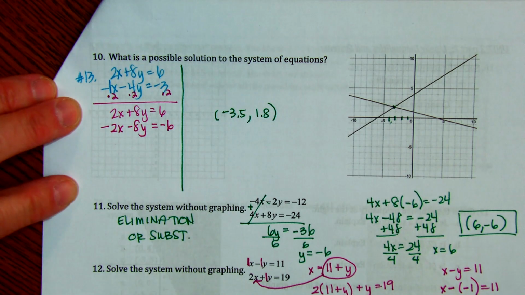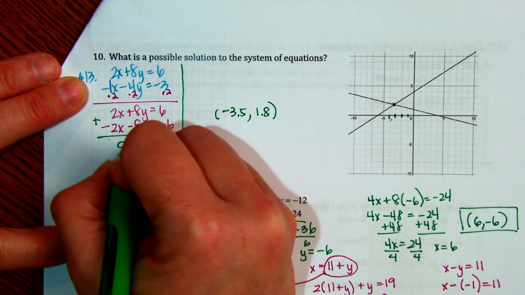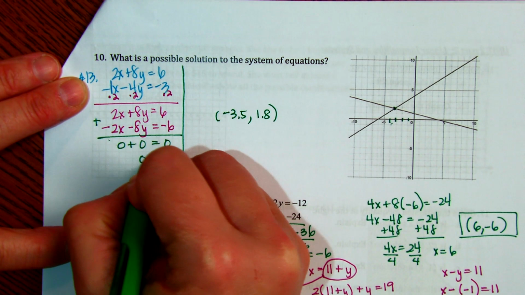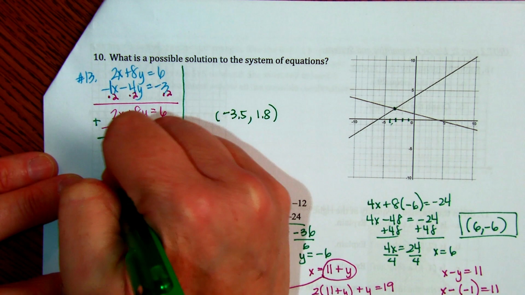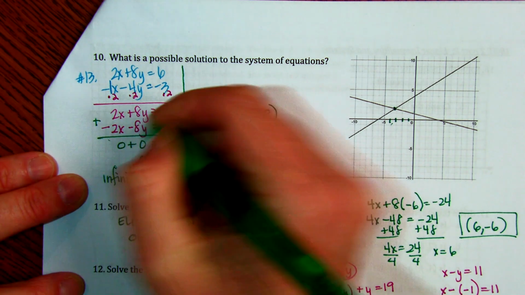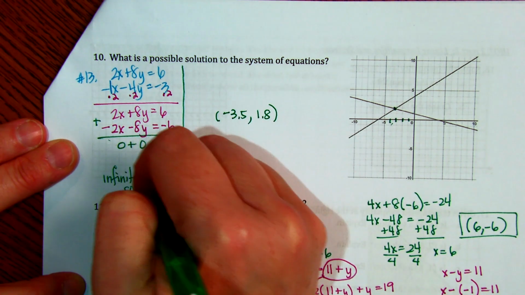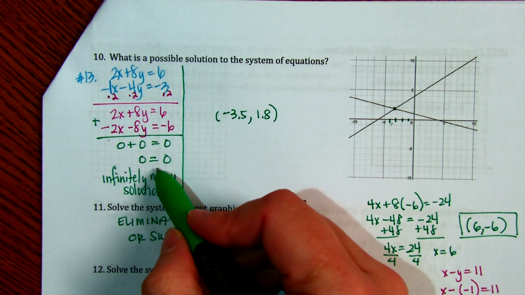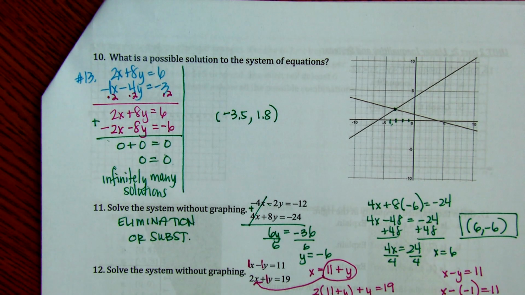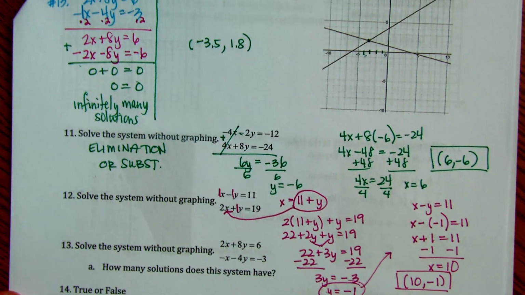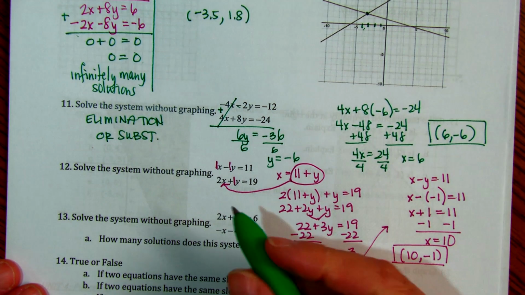Okay, so something weird just happened. Opposites. So I end up with 0 plus 0 equals 0. I lost my variables. It's a true statement. So this means my solution would be infinitely many solutions. If I would have lost the variable and this would have been a not true statement, like 3 equals 4, then you would have had no solutions. And then how many solutions does this system have? The answer is none.